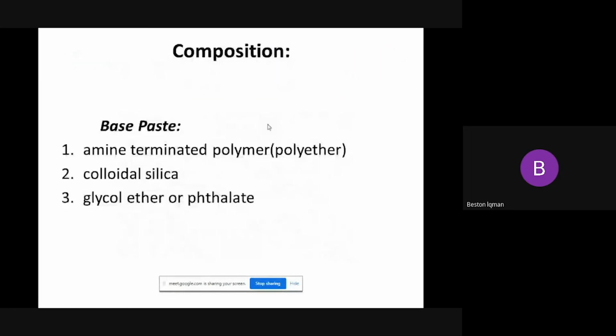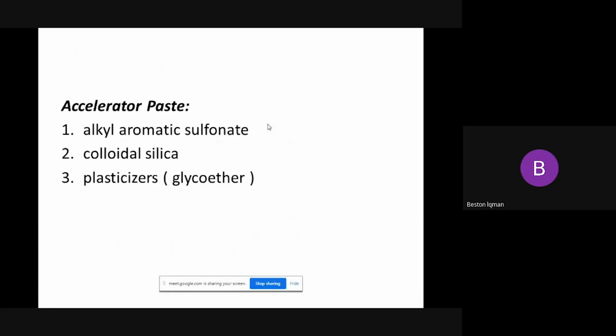The composition: the base type is amine, polyether, colloidal silica, glycol ether. The accelerator: alkyl aromatic sulfonate, colloidal silicon, and plasticizers. The properties.